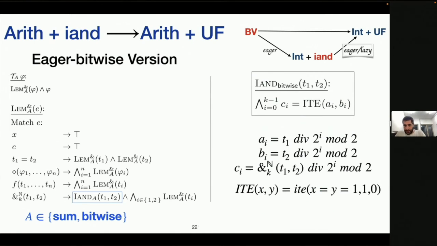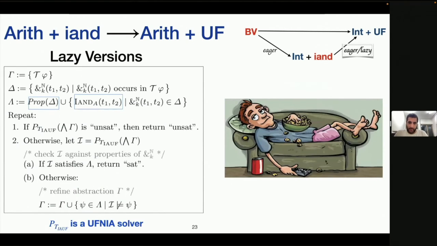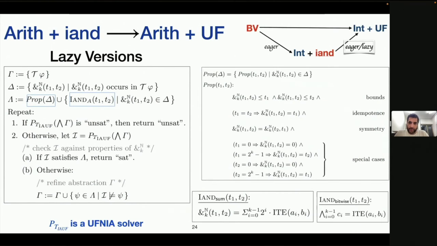And similarly, in the bitwise approach, we have a big conjunction that equates each bit to what we expect it to be. The ITE here encodes the semantics of one particular bit vector AND on one particular bit. Okay, so that's the eager approach. The lazy approach is basically the same, it's the same lemma, just instantiating them lazily. Plus, we add some more basic lemmas.